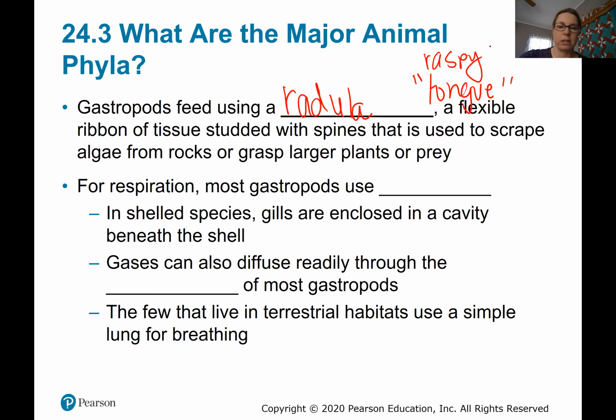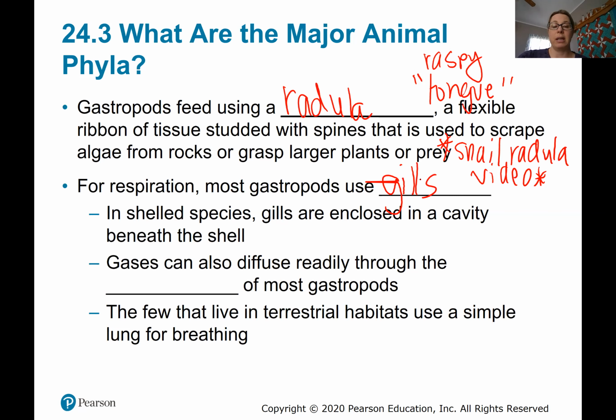And so there is what's called a snail radula video in D2L that I want you to watch. So you can stop this video now, and go into D2L and go check out the snail radula. It just takes a few seconds to go over there and watch it licking the side of the glass. Okay, so pause this video, go watch that snail video, and come back. Okay. All right, so gastropods, to respire or to breathe, use gills.